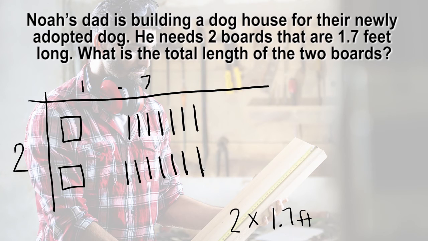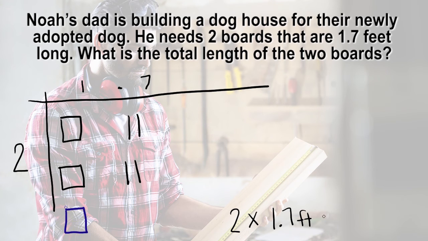There are a total of 2 wholes and 14/10. Regroup 10 of the tenths into 1 box or 1 whole. There are a total of 3 wholes and 4/10. The total length of the 2 boards is 3 4/10 feet.